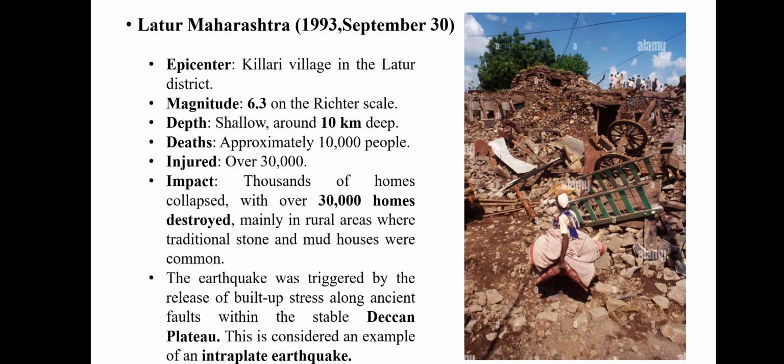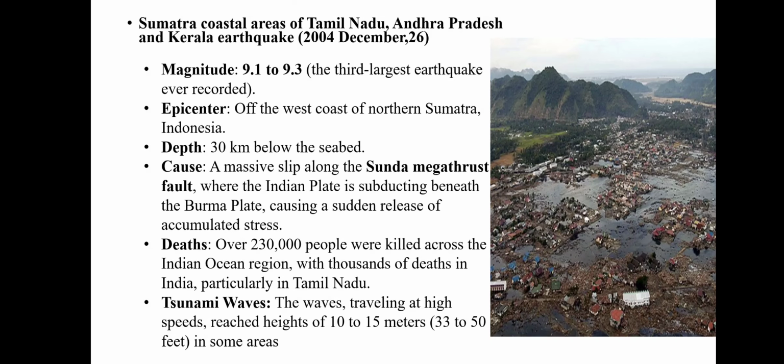As we show in the image, this earthquake had a huge impact on infrastructure and small villages located nearby. Sumatra, the coastal areas of Tamil Nadu, Andhra Pradesh and Kerala, earthquake of 2004 December 26. The magnitude of this earthquake was 9.1 to 9.3, the third largest earthquake ever recorded.